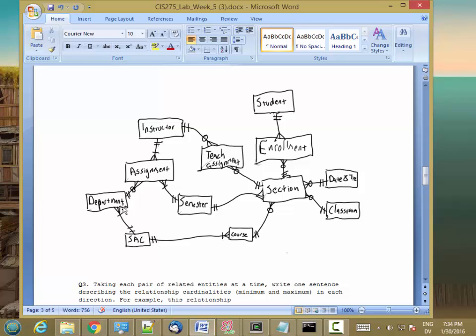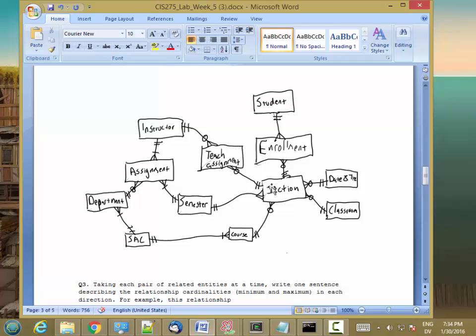Each SAC belongs to one-to-many departments. Each department belongs to exactly one SAC. I'm sorry, a SAC has one-to-many departments. Each department belongs to one SAC. A department has zero-to-many assignments. Each assignment belongs to one department. Each assignment has exactly one instructor. Each instructor can have one-to-many assignments, and so on.